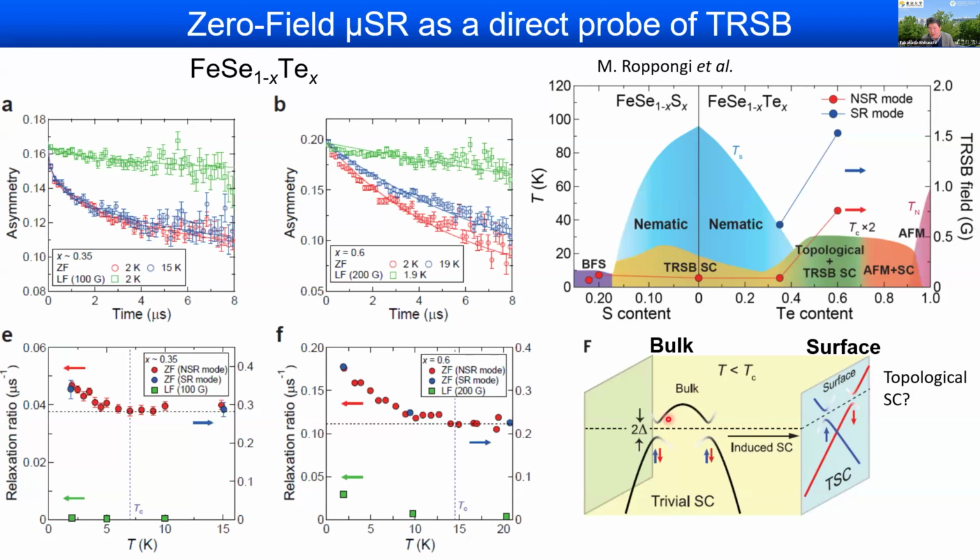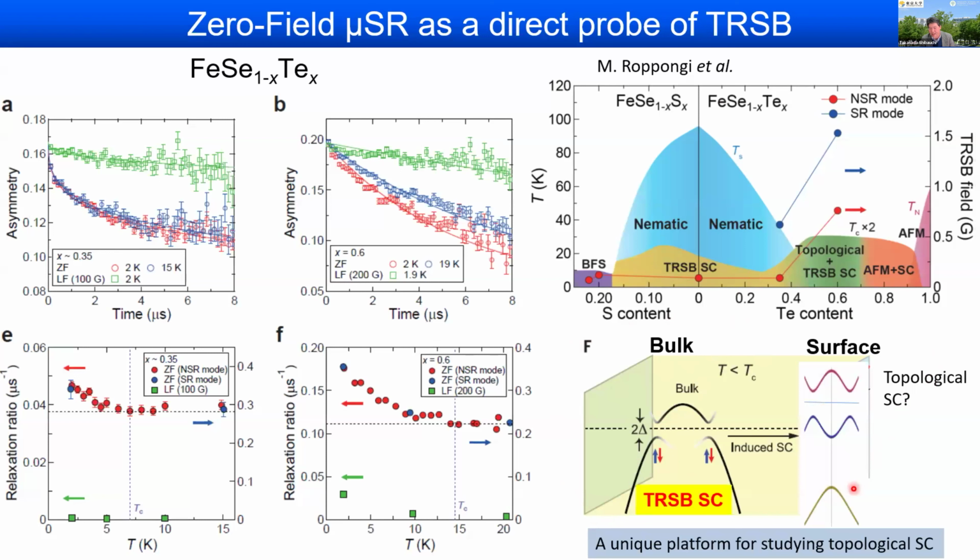So our previous picture can be changed to a very interesting case that in the bulk, we have a time reversal symmetry breaking superconducting state. So this is not a trivial state already. And on the surface, we have a Dirac gap. So we have a combination of bulk unconventional superconductivity and topologically non-trivial electronic structure. So I think this is quite a unique platform for studying topological superconductivity.